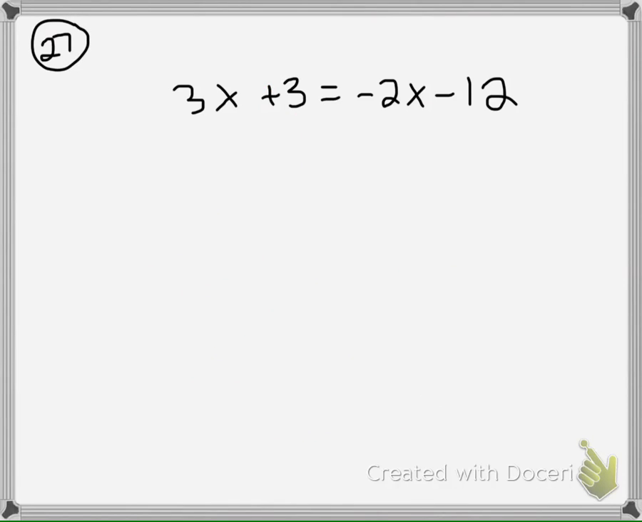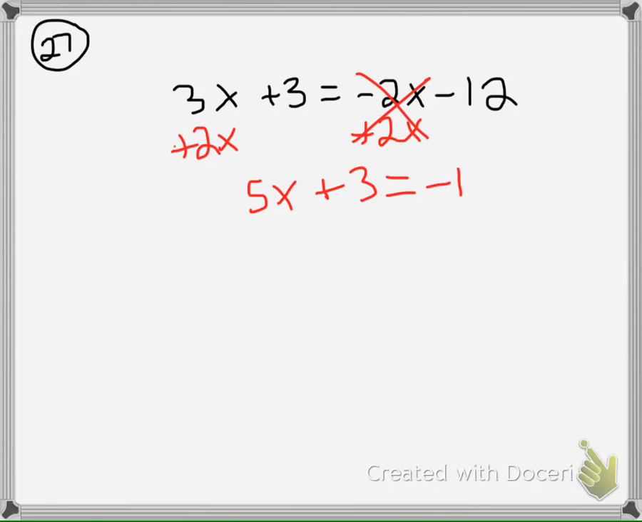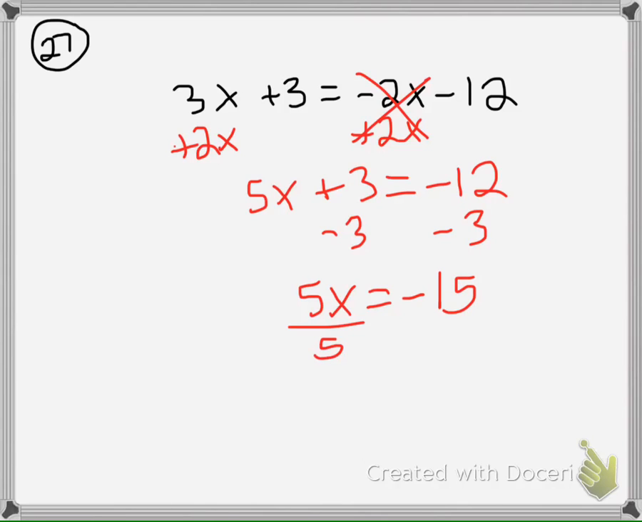Okay, 27. Again, I have x on both sides. I have 3x over here and negative 2x over here. And I want to get x onto one side. So I'm going to add 2x to both sides, which gets rid of this one. 3x plus 2x is 5x, plus 3 equals negative 12. Bring down what's left. And now I have a simple two-step problem. I'm going to subtract 3 on both sides. 5x equals negative 15. Then divide by 5 on both sides. And I get x equals negative 3.